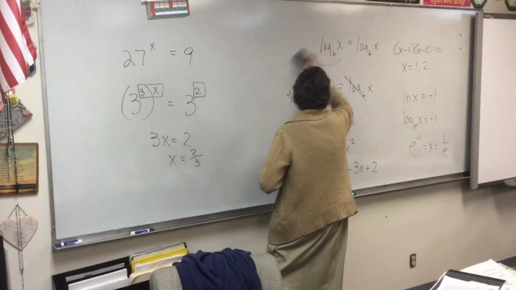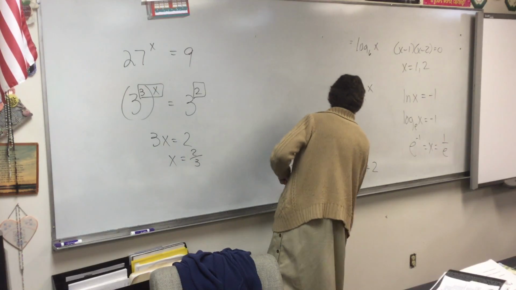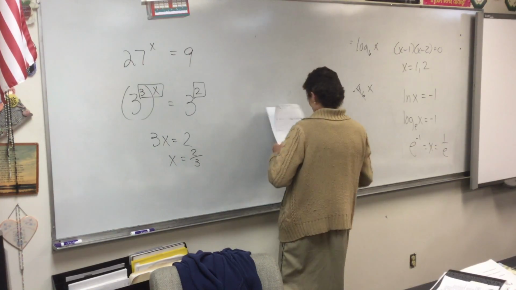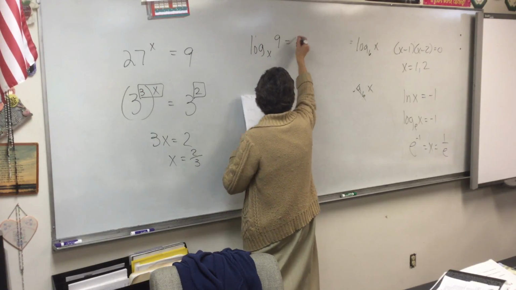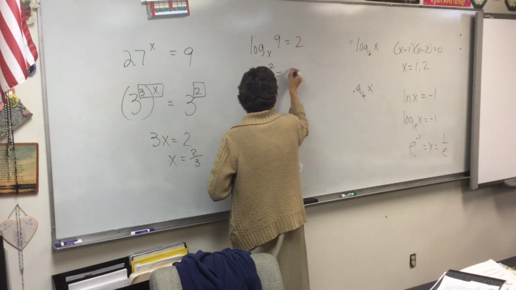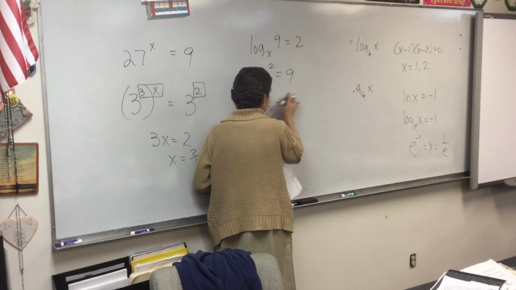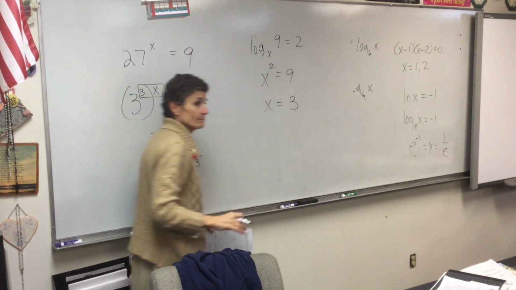And finally, that very last one, what about it? X squared equals 9. Yep, so log base x of 9 equals 2. So x squared equals 9 and x equals 3.